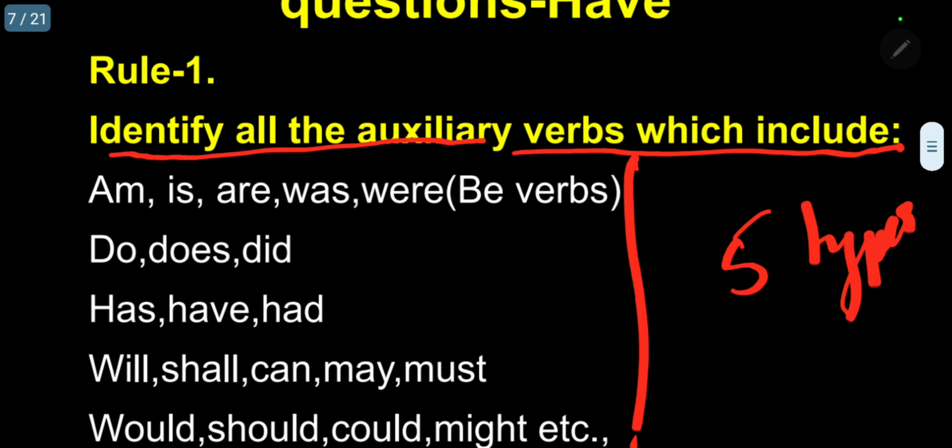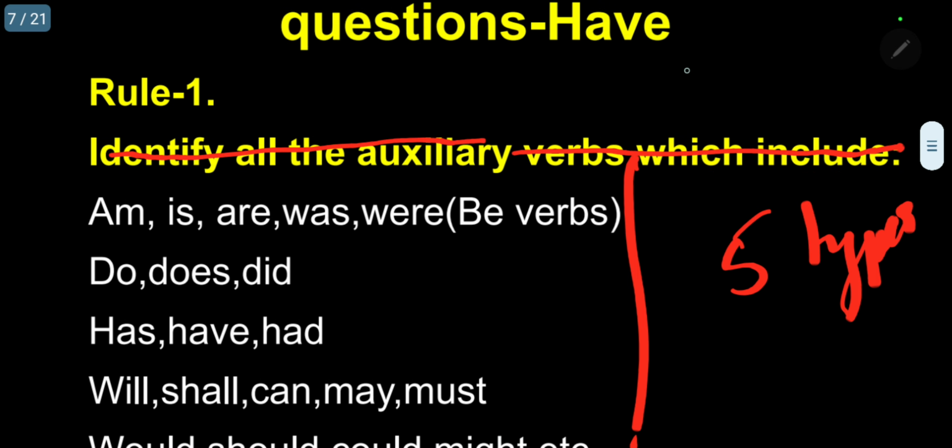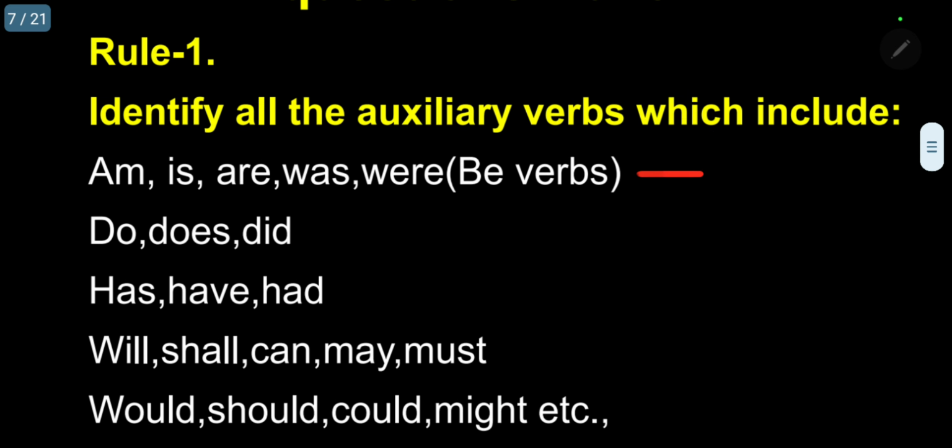Type 1, we call it be verbs. What are be verbs? Am, is, are, present tense; was, were, past tense. These verbs we call auxiliary verbs, primary auxiliary verbs coming under be verbs. Please follow. Here only one important exception I have to inform you.